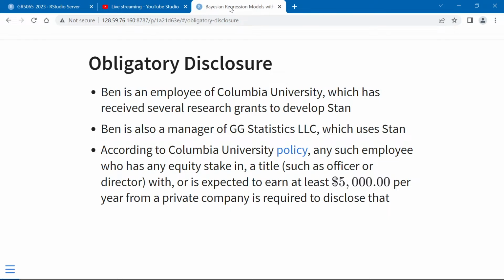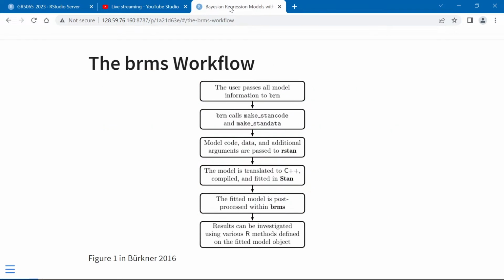brms uses Stan to produce posterior draws from the models. The brms supports, so in a manner of speaking, this is not entirely wrong, but I don't want to be perceived as taking credit for something that Paul did, like I said, almost entirely by himself.